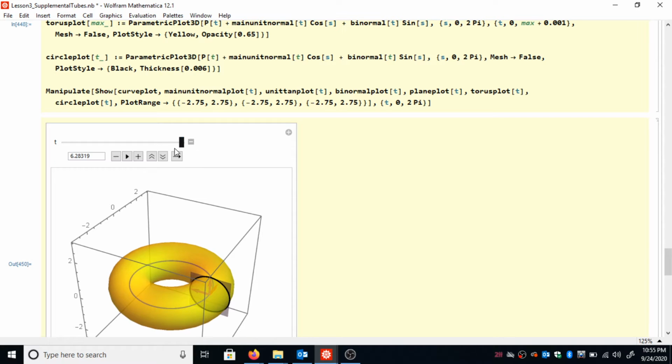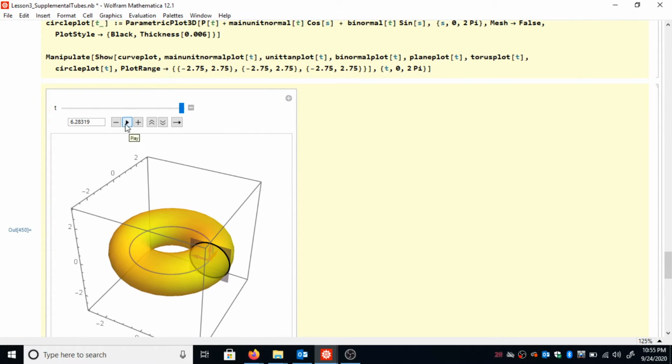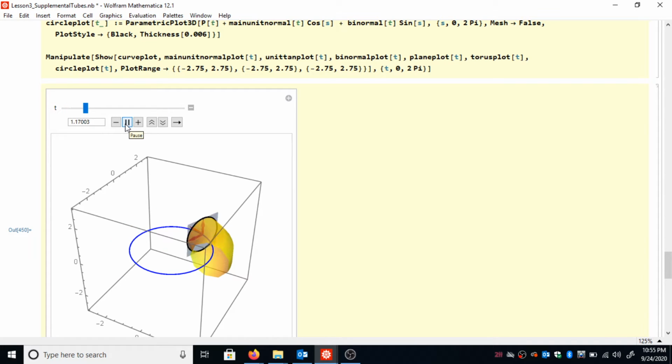A little bit of lag there. I wonder if I press the play button if we'll get a better animation. No guarantees. Yeah, that's pretty good.